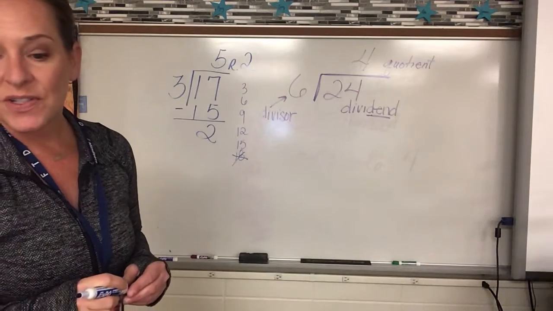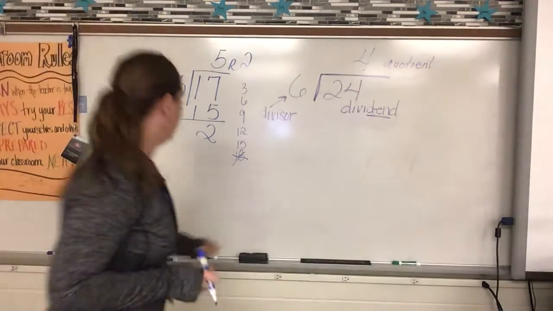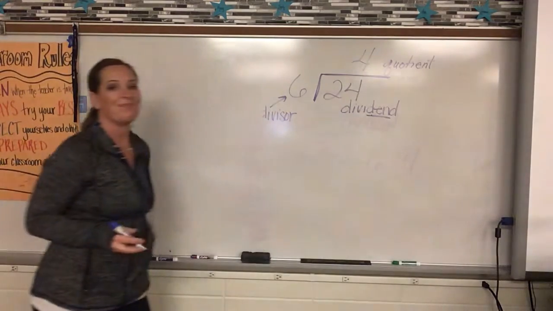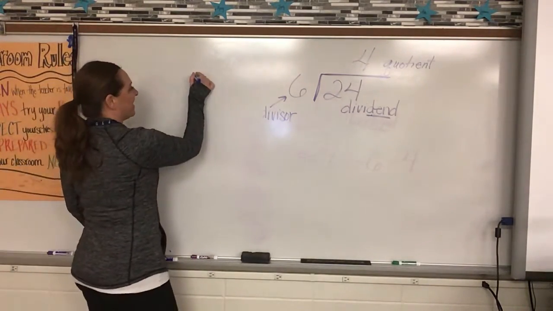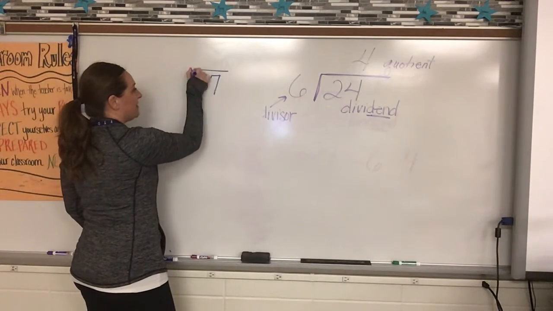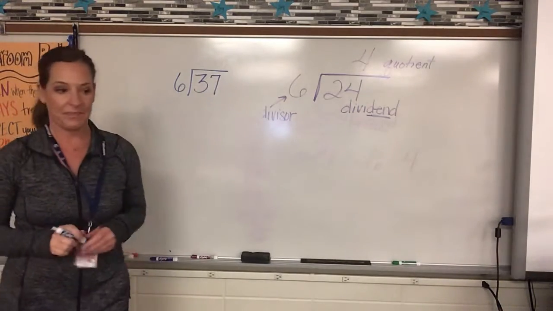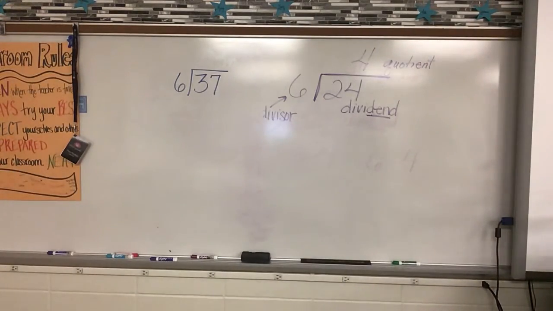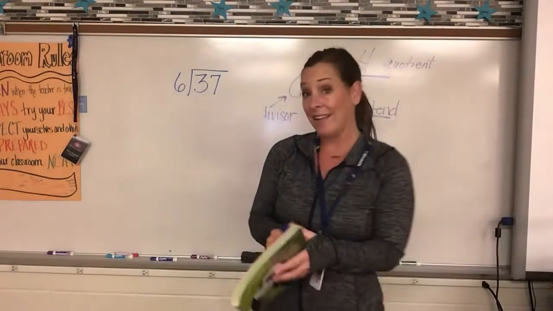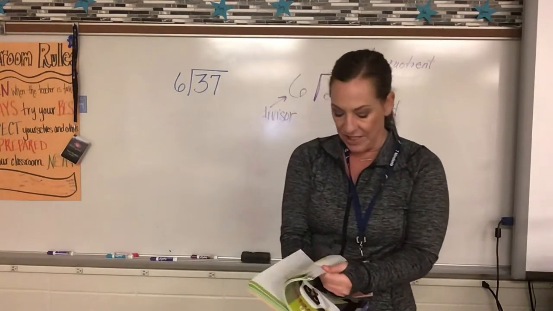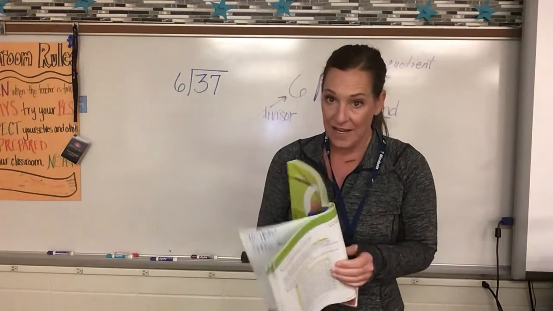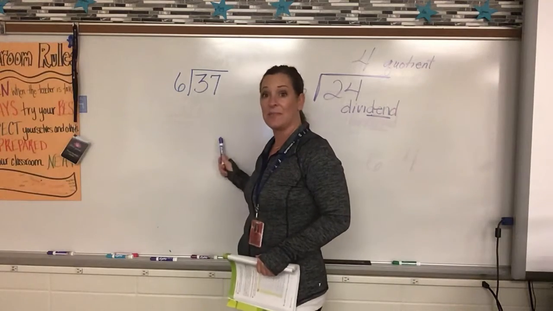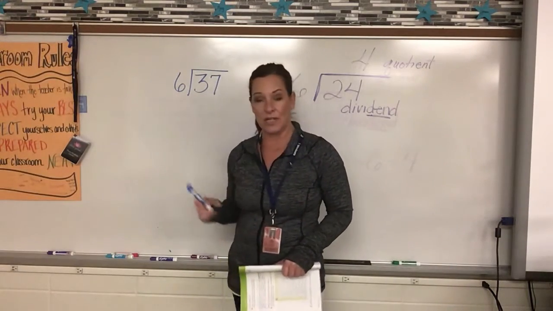How about one more? Erase. How about 37 divided by 6? How many groups of 6 can you make to get close to or be exactly on 37? Now, if you don't know your multiplication facts by heart, remember I showed you that you could add 6's, 6 plus 6 plus 6 plus 6 plus 6, until you get close to 37.